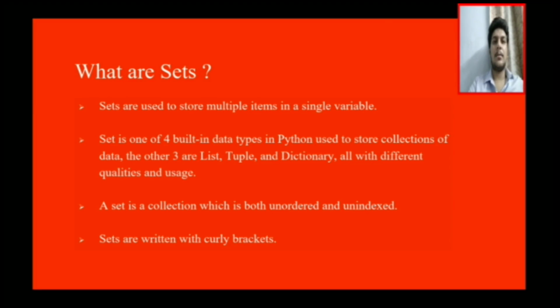Before moving on to the actual program, we need to first understand what sets are. A set is a data structure in Python programming which can be used to store similar values. A set is a collection that is both unordered and unindexed. Sets are written with curly brackets, which is similar to another Python data structure, the dictionary.